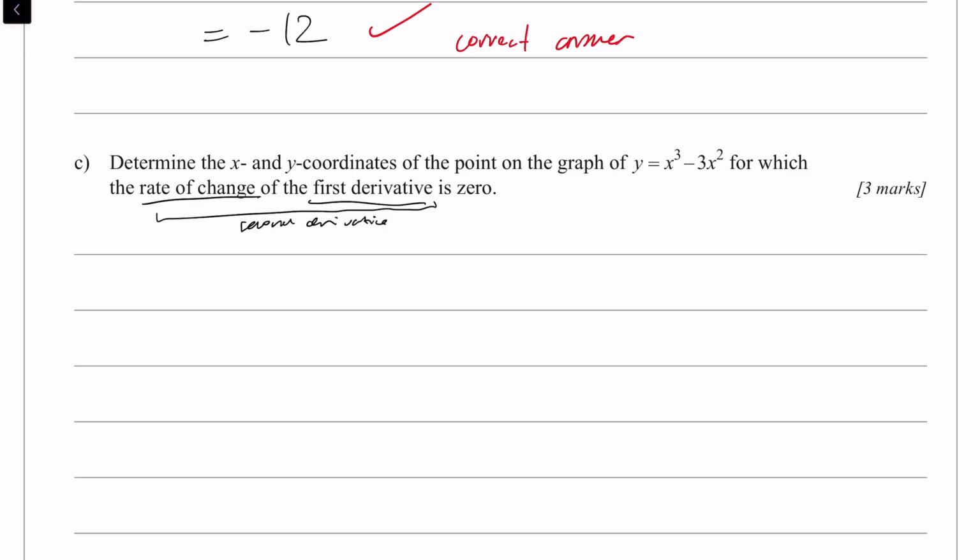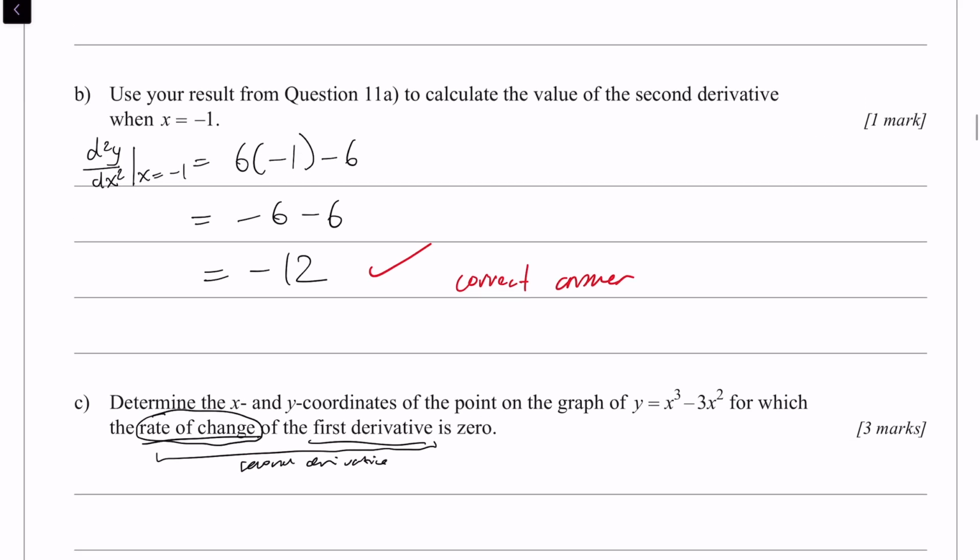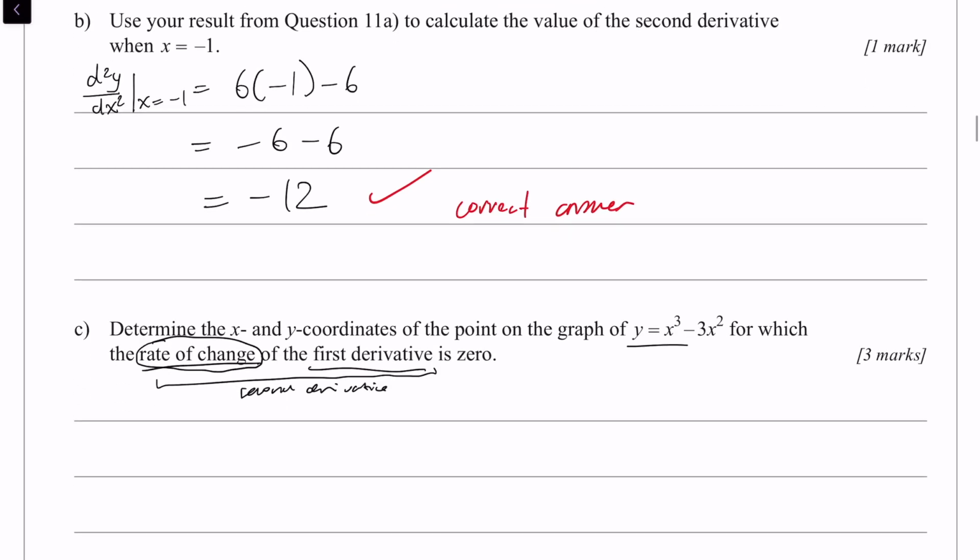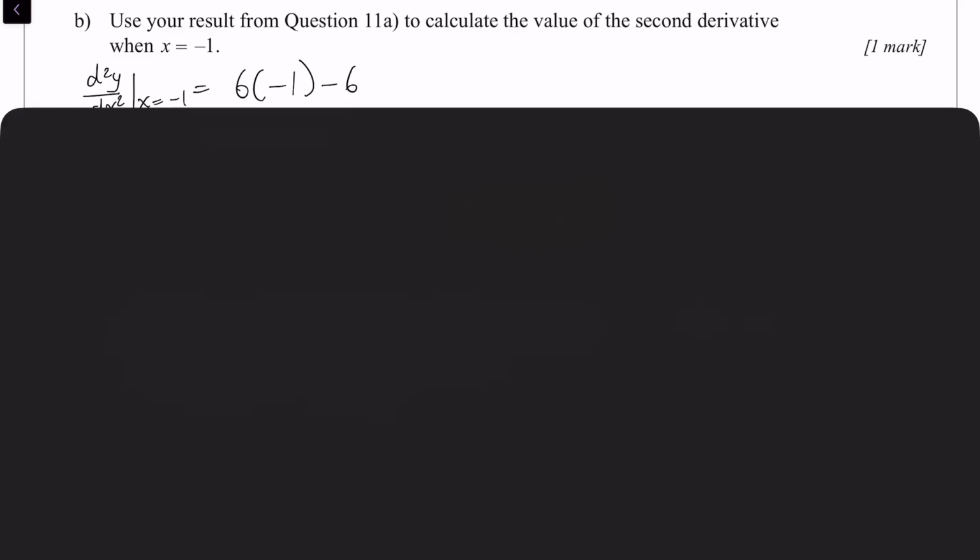Okay, because remember, when we're taking the derivative of something, we're talking about getting the rate of change of that thing. Okay, so the first derivative is the rate of change of the original y function, which is this one. But if we're getting the rate of change of the first derivative, then that is getting another derivative, which will be the second derivative. Apologies for that.